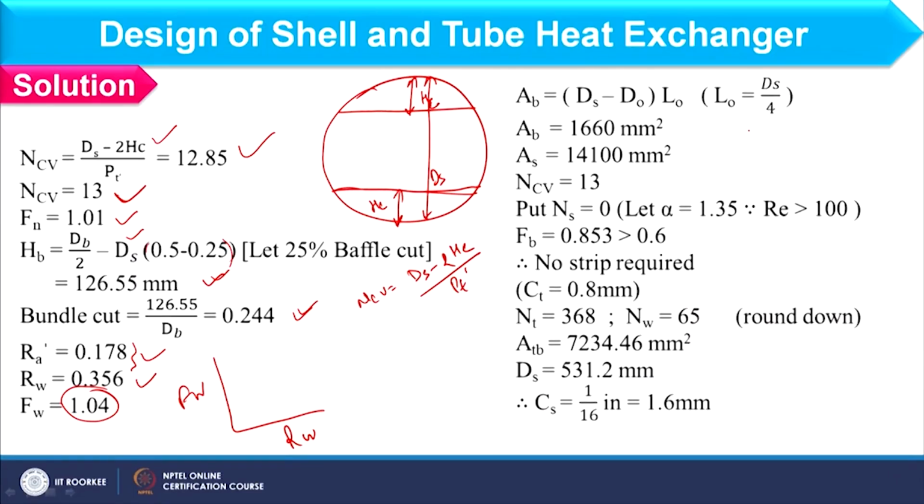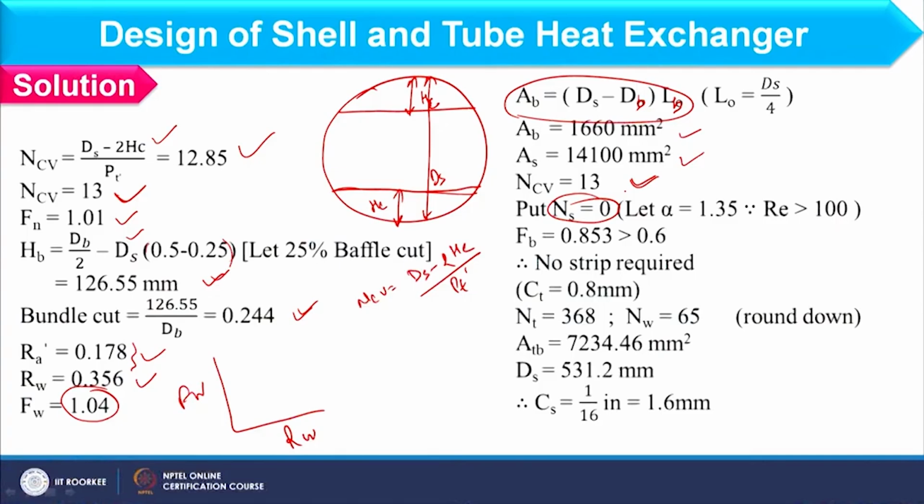AB you can find out by this, where this is LB and that should be equal to DS minus dB. So AB you can find out as this, and AS you have already obtained like this, and NCV you have already obtained as 13. And when I am putting NS equal to 0 in the FB expression, actually here I am not showing the FB expression, because that expression is known to you. So I have directly put the values in the expression, and here I am showing the values directly.